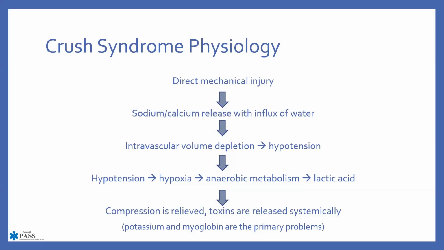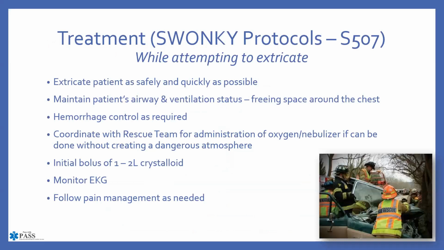And then we come along, or the TRT comes along, and we pull that pressure off, and now all those toxins that have been building up are released systemically, and that is where the problem comes in. The two big things that we are worried about are potassium and myoglobin. The potassium and myoglobin are both in the cells, but the myoglobin is in the muscle as well. When we release that pressure, the myoglobin that has been released from those damaged cells and damaged muscles is going to start circulating around, and that's what's going to end up hitting the kidneys.